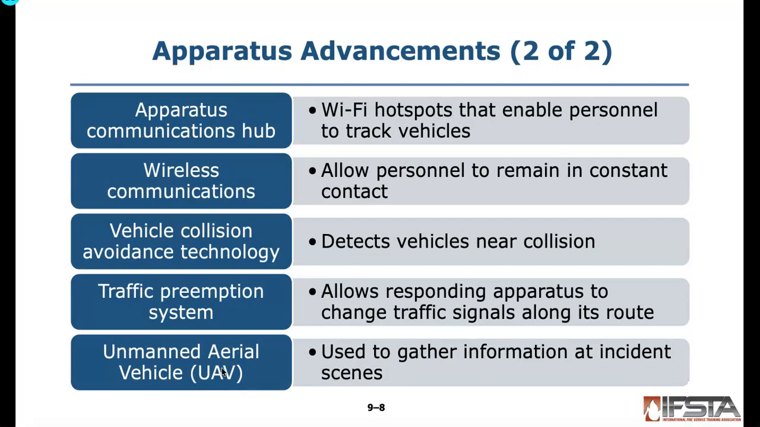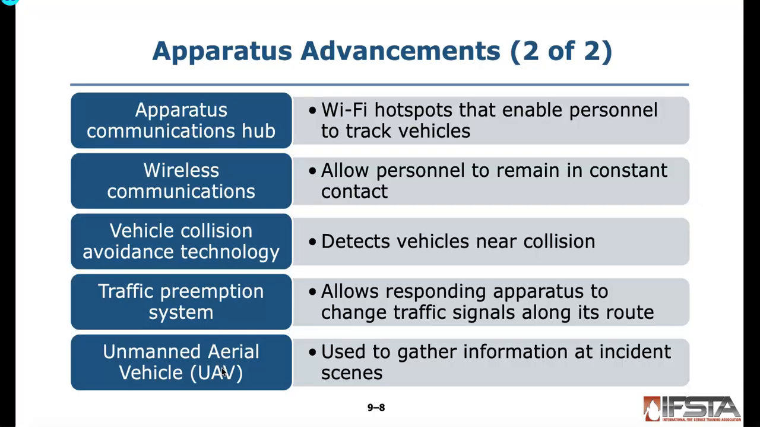Apparatus communication hubs, Wi-Fi spots that enable personnel to track vehicles. We do have Wi-Fi in all of our vehicles. It is basically a cradle to the city's internet. So that's how our vehicles and our computer-operated data terminals, or MDTs, work. They're basically a computer that sits in there. Your dispatch information will come up. They can send messages. You have maps on there. There's a lot of things that those have. But it's essentially a laptop computer terminal that's in the apparatus.